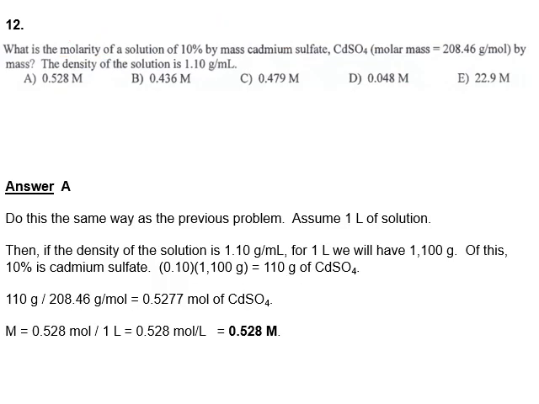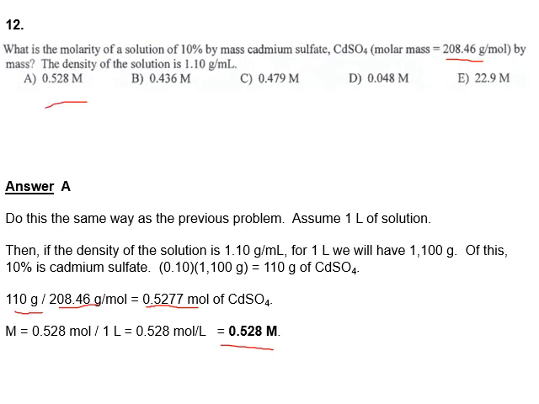When we divide 110 grams, which is what we get when we multiply 0.1 times 1,100, by 208, which was given here, that gives us the number of moles. That number of moles happens to already be in 1 liter of solution, so we're finished. We can just write our answer: 0.528, which matches answer choice A.